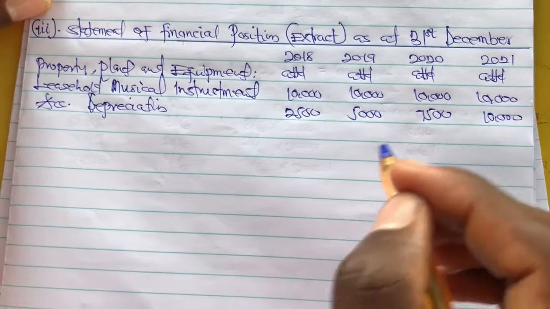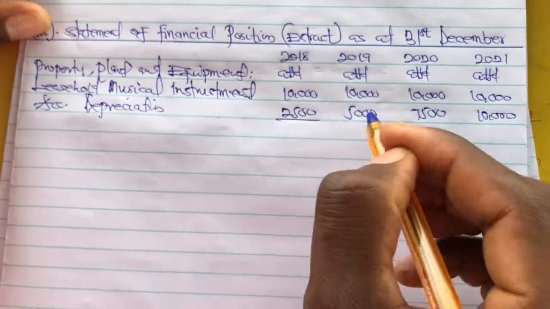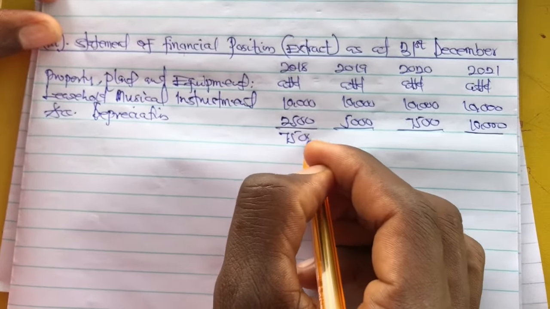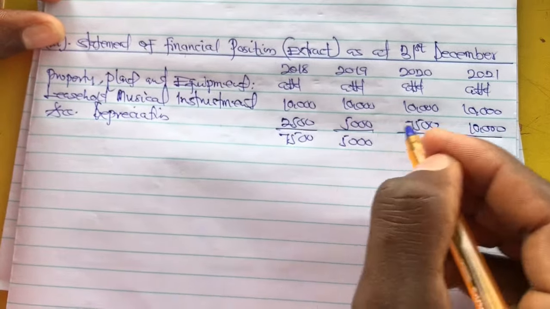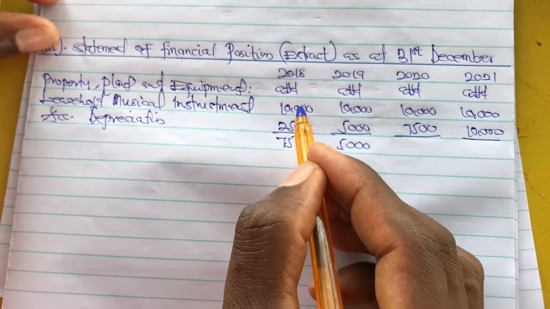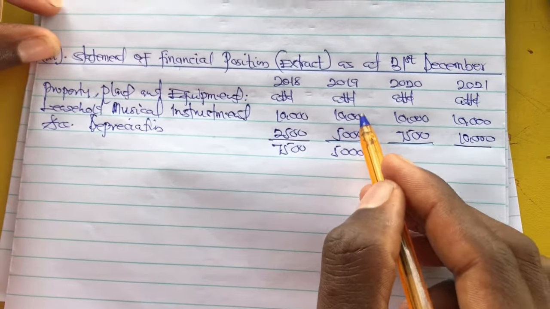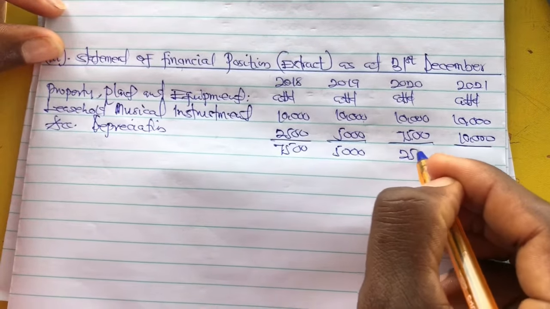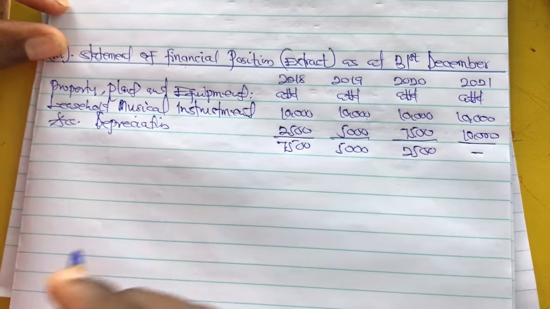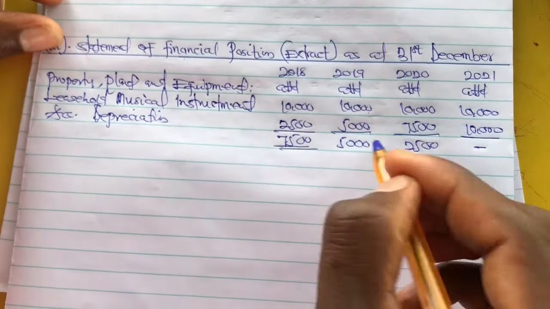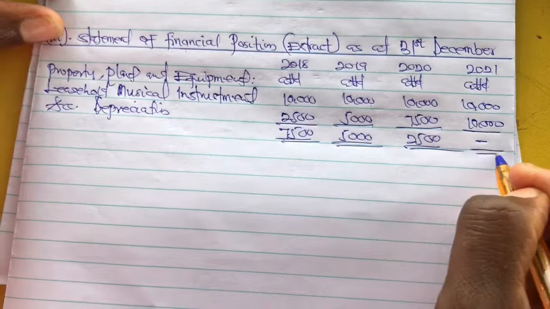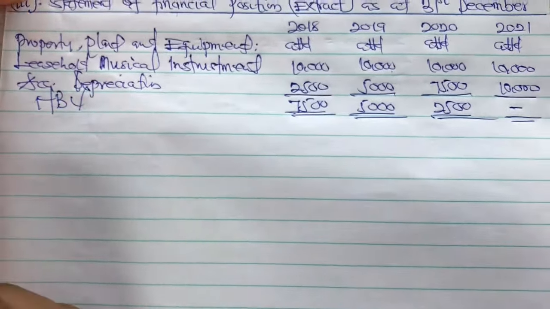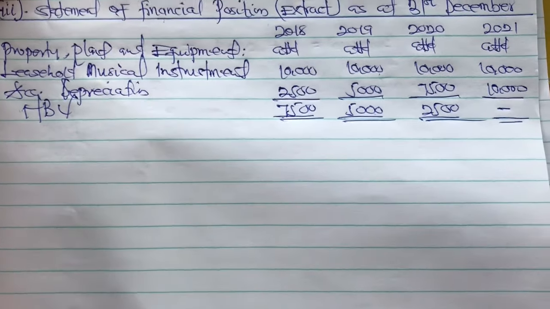Okay, so we can realize that the net book value here will be 7,500, 5,000, because we are taking the accumulated depreciation from the cost. The accumulated depreciation from the cost, is that clear? So we take the accumulated depreciation from the cost, we get 2,500, and there is no amount over here. Okay, so this is the net book value of the leasehold musical instrument.